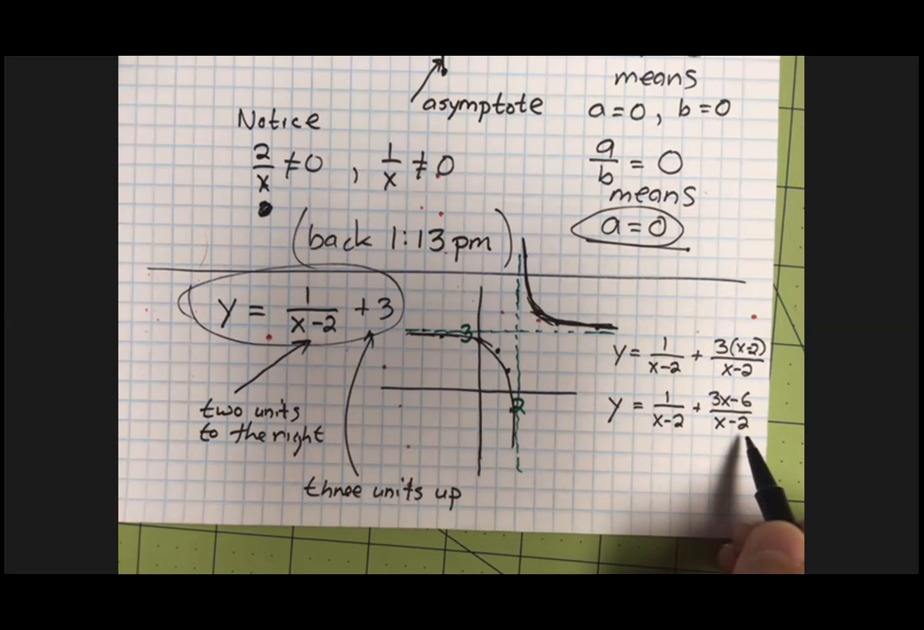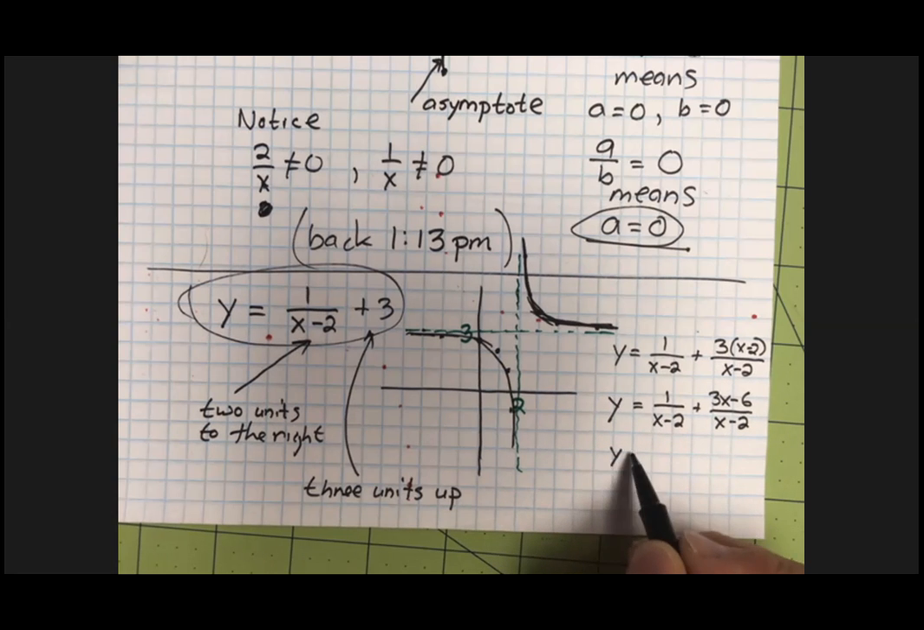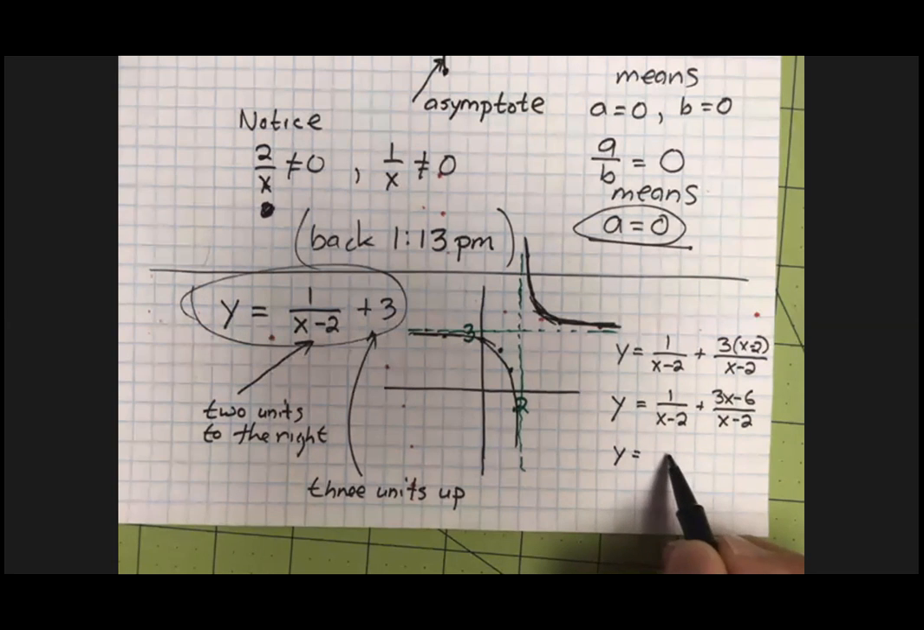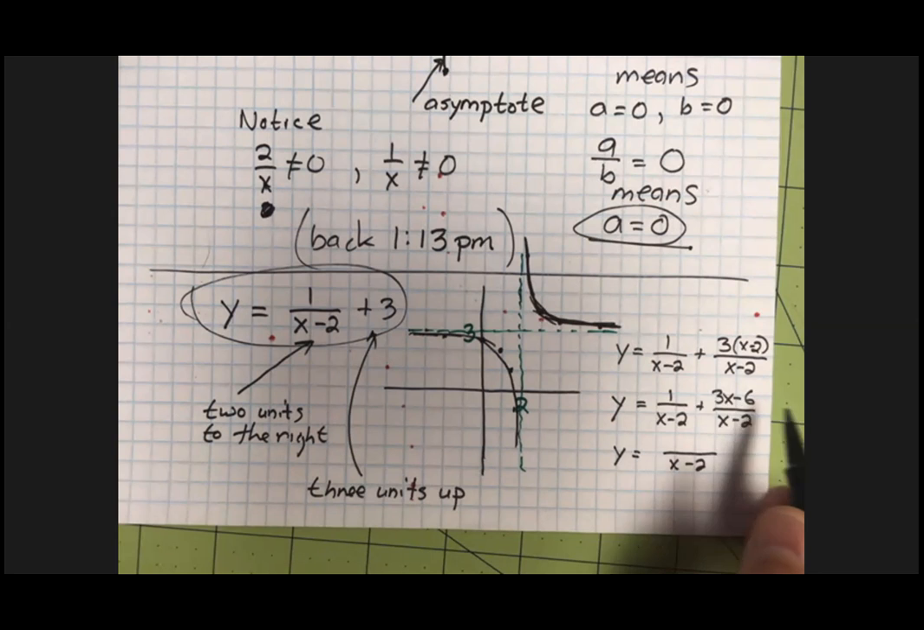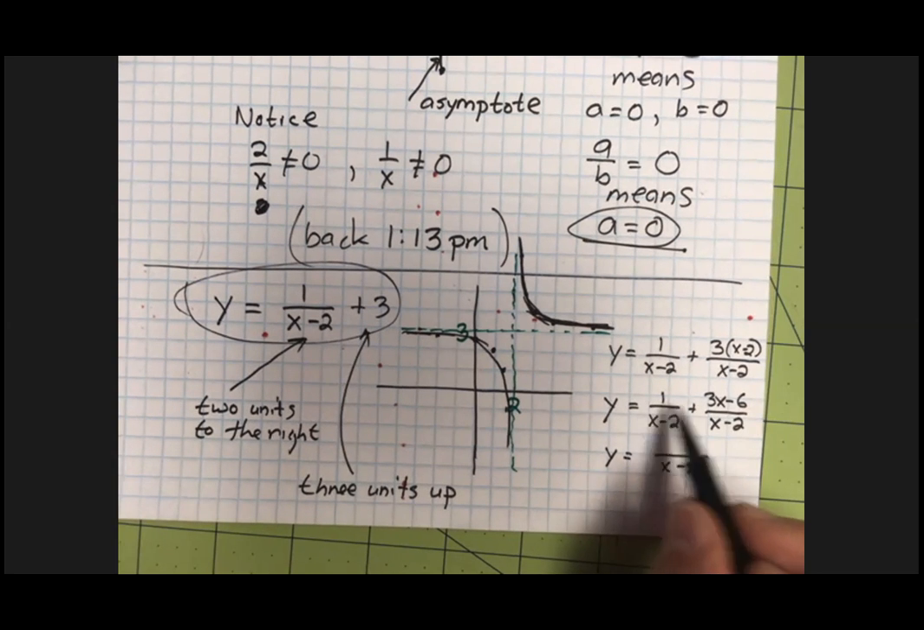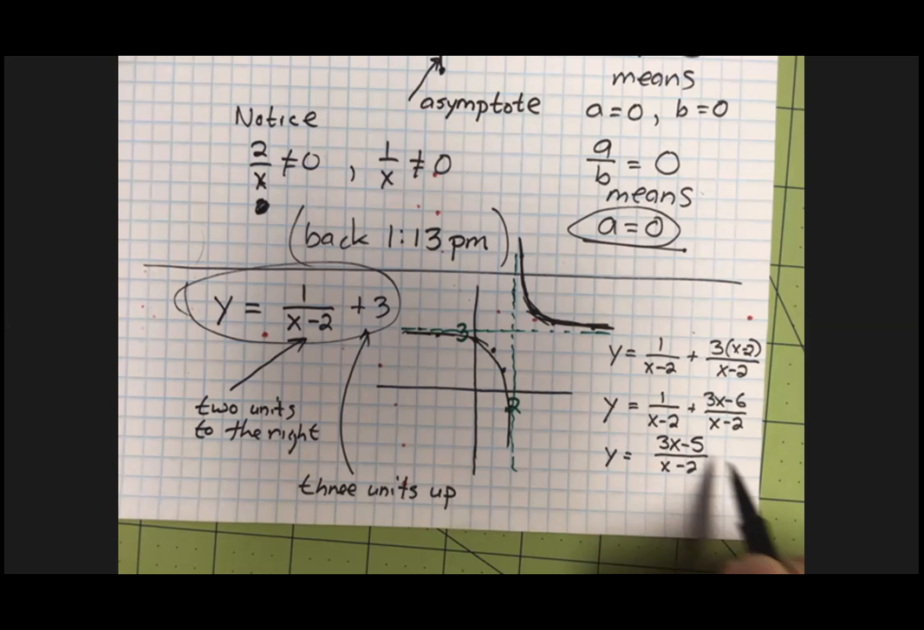That would be creating common denominator. After I create common denominator, I have to add the two numerators. 3x minus 6 plus 1 is 3x minus 5.